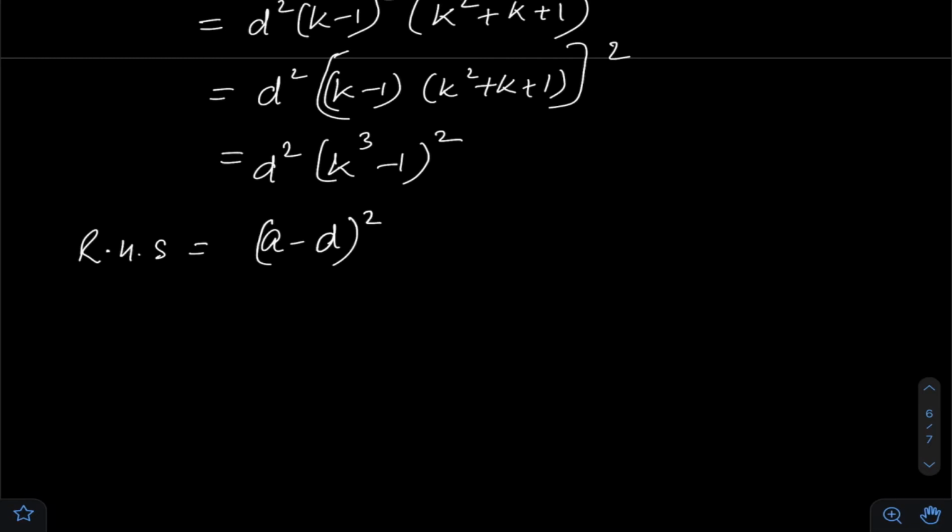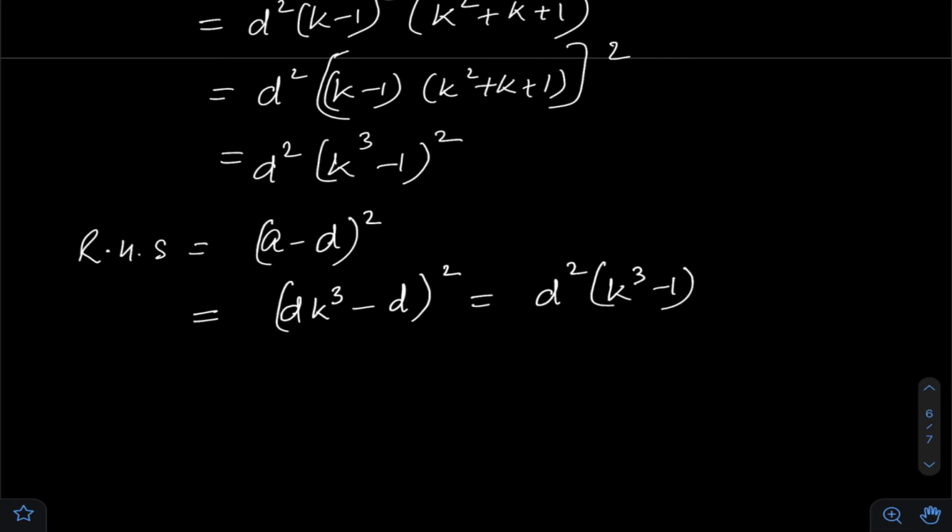Now this is right hand side. Put the value of a here. (dk cube minus d) whole square. d is coming common out of it, it is coming d square, and what is left? (k cube minus 1) whole square, which is equal to left hand side. So this was question number 4, first part.